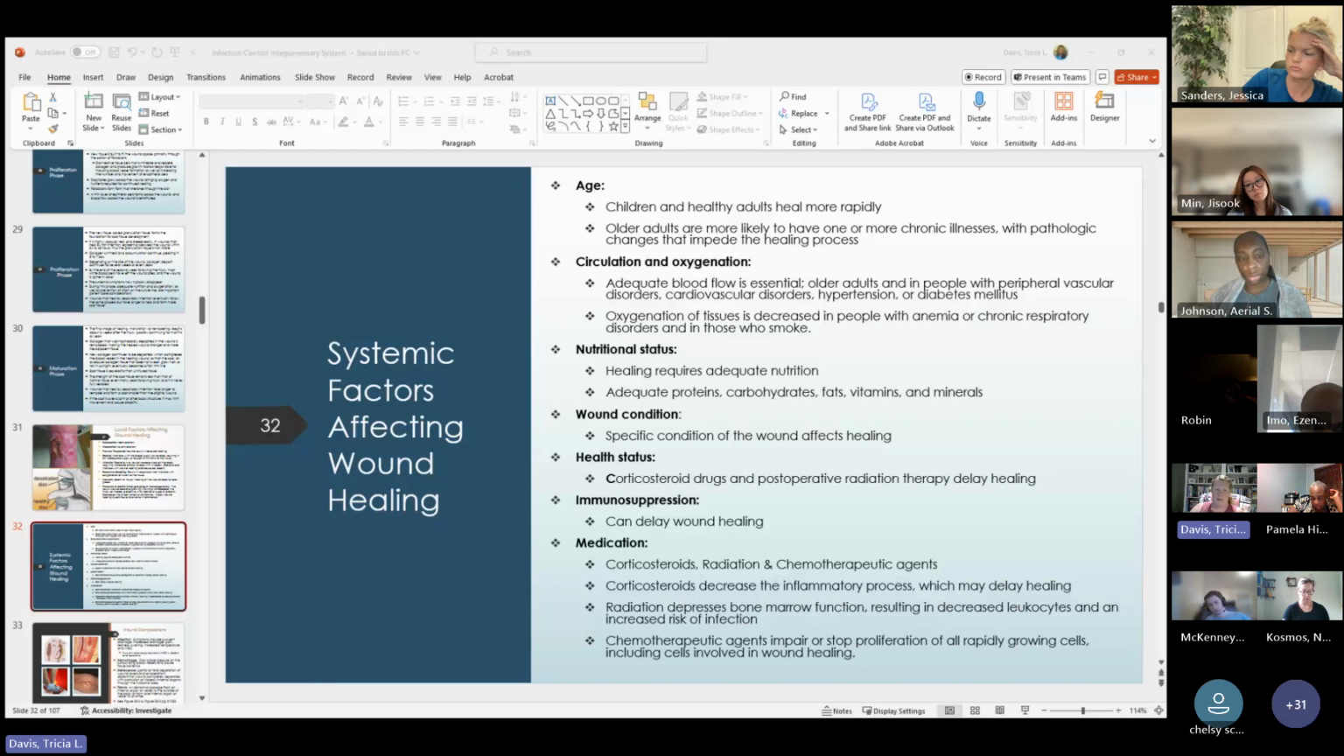We know that any type of increased drainage, redness, swelling, that's all going to delay our wound healing. Then we worry about hemorrhage. So hemorrhage is usually from some type. Usually we see it from a surgical wound.